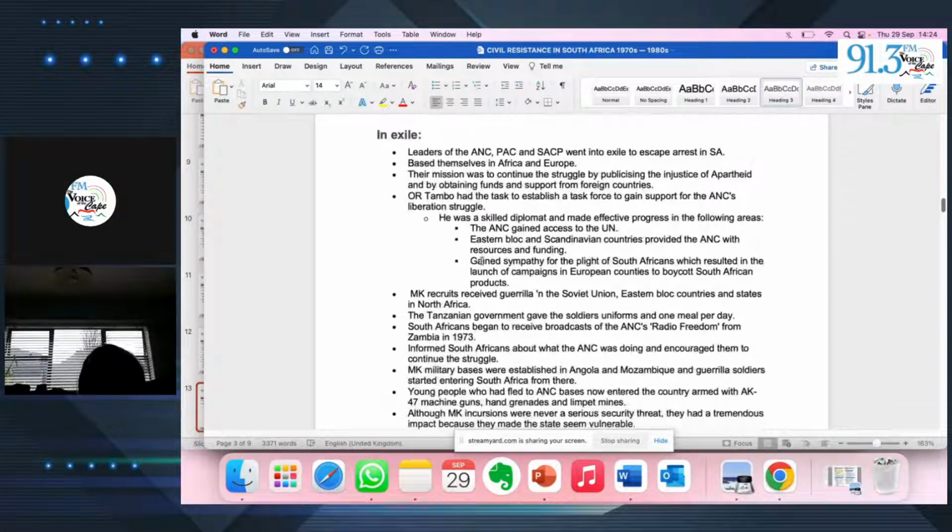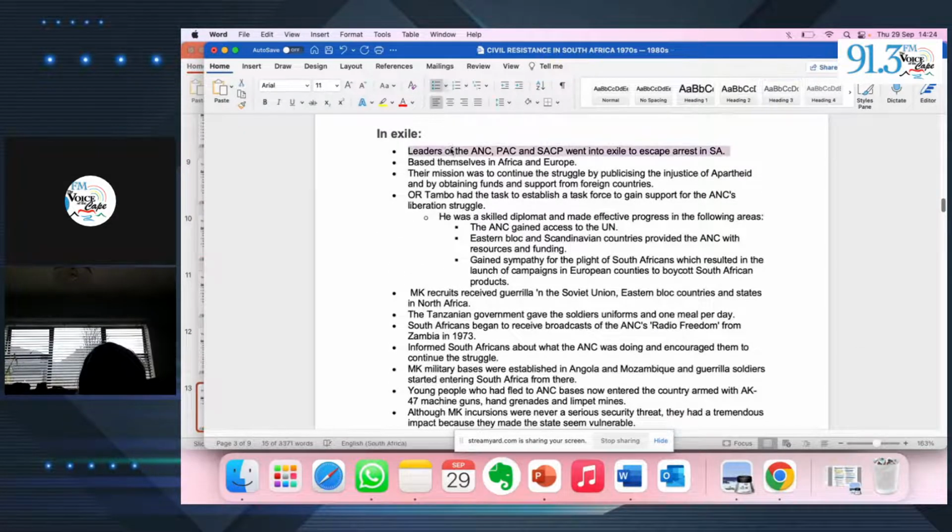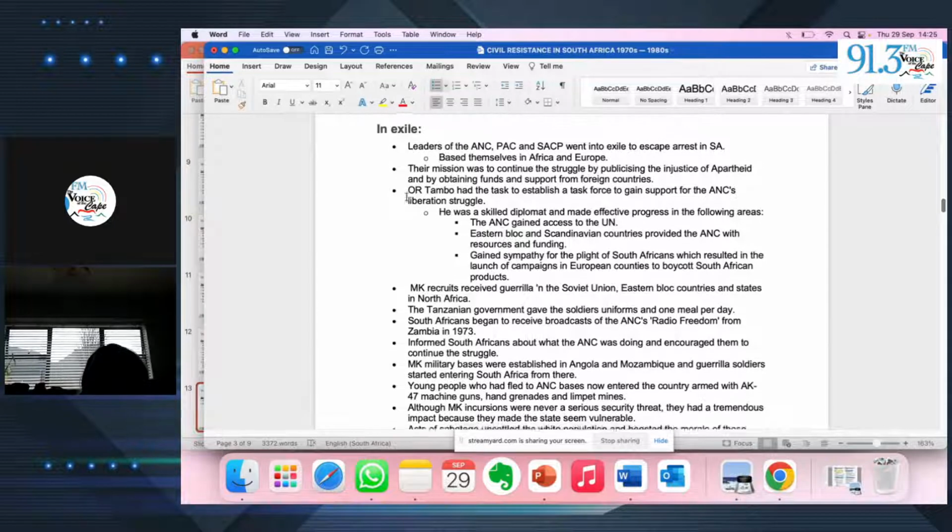And then in exile, so leaders of the ANC, PAC, and SACP went into exile to escape arrest in South Africa. Many of them based themselves in Africa and Europe, and their mission was to continue the struggle by publicizing the injustice of apartheid and by obtaining funds to support them from foreign countries.